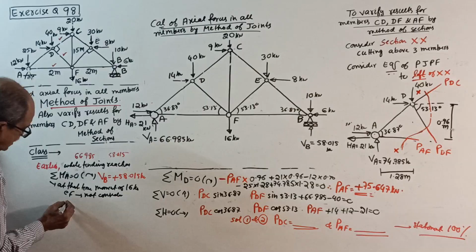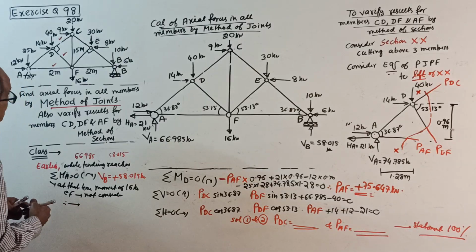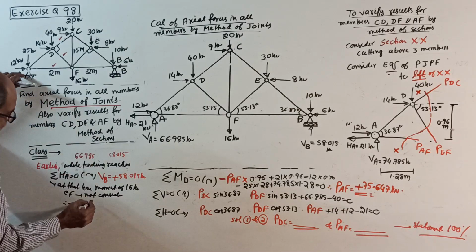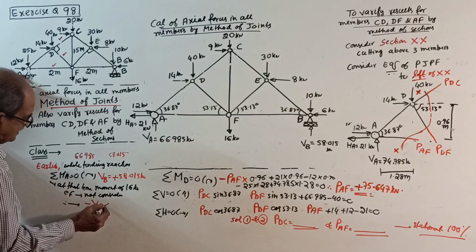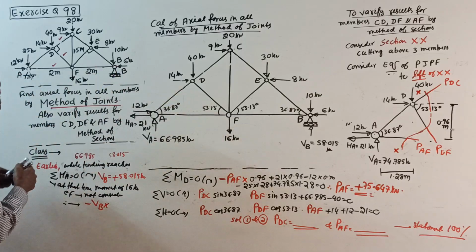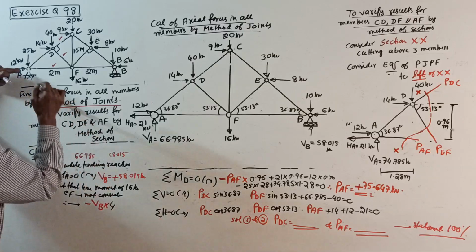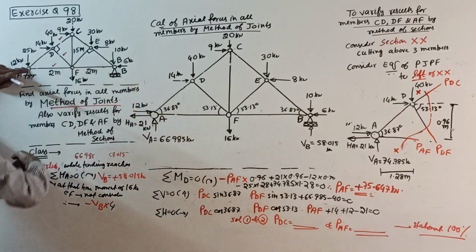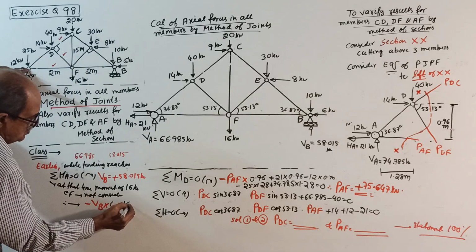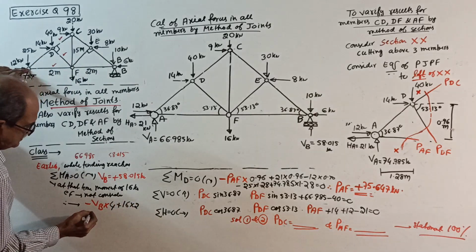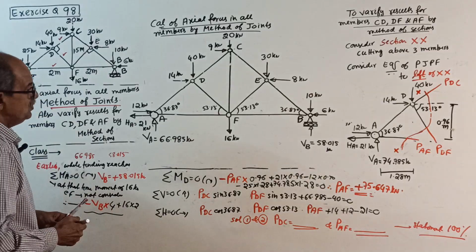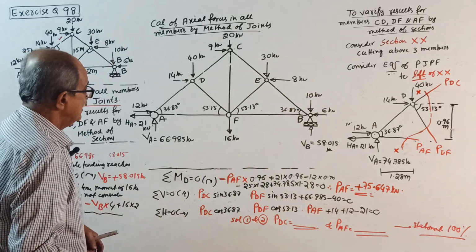So therefore now correct it. When you take moment here, right here, minus VB into 4, minus VB into 4. First one thing, troublemaker, plus 16 into 2. Okay. Now continue the remaining.